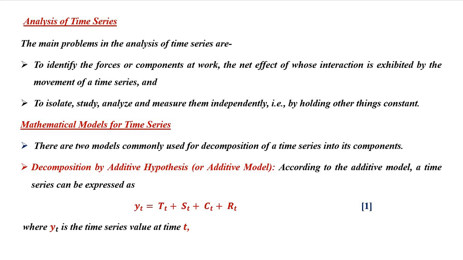Now, mathematical models for time series. There are two models commonly used for decomposition of a time series into its components. The first one is the decomposition by additive hypothesis or additive model. According to the additive model, a time series can be expressed as yt = Tt + St + Ct + Rt, where yt is the time series value at time t.